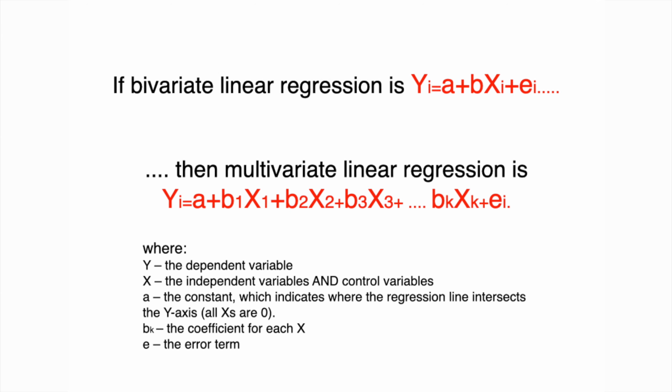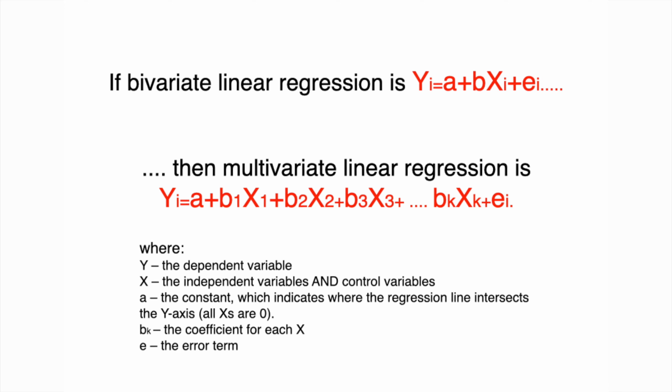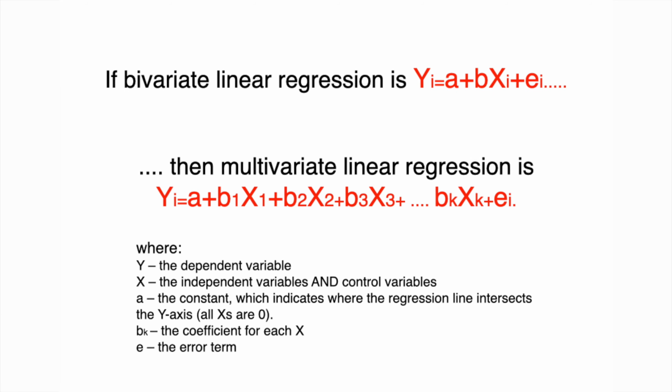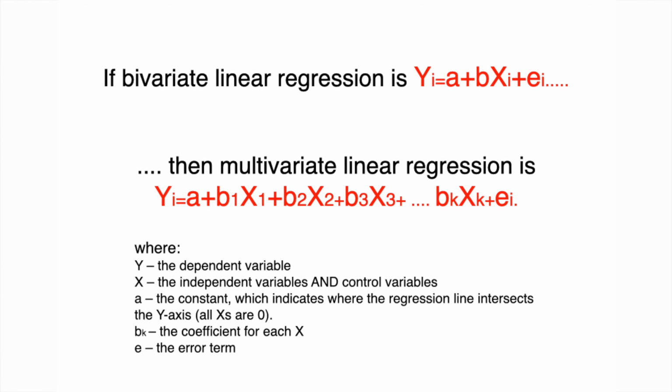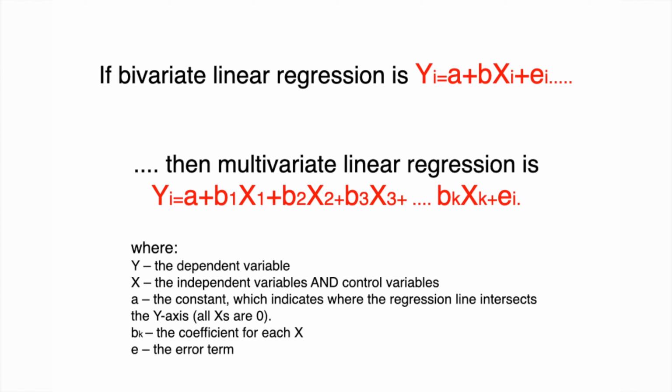If the bivariate regression is just y equals a plus bx plus e, all multivariate linear regression is then y equals a plus b1x1, b2x2, b3x3. So you're doing these multiple slopes, these multiple lines for each independent variable. And so you just do all of them, and then you still have your collective error term at the end.